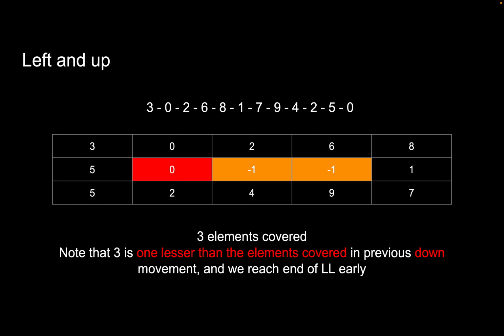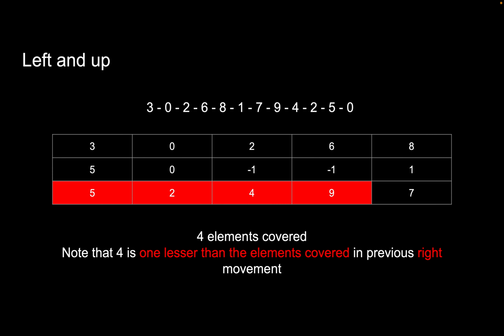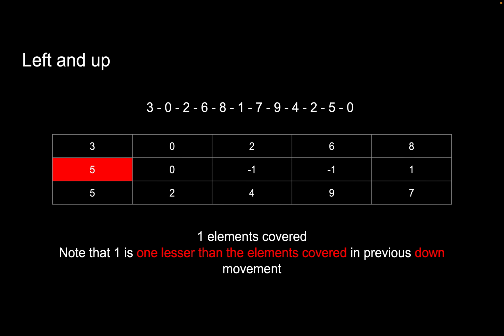And then after the up movement is done, we go right, and we can cover 3 elements, but note that the linked list ends by the time we finish covering the first element, which is 0. Notice that 3 is 1 less than the number of elements covered in the previous movement. Sorry, that should have been left. There were 4 elements covered there, but now it's going to be 3.